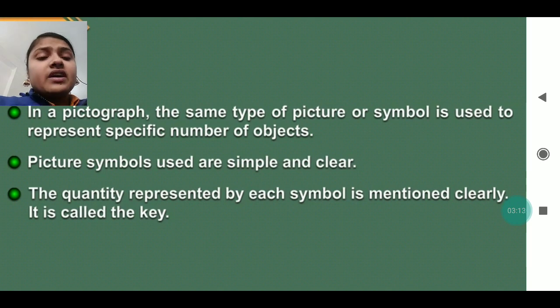The quantity represented by each symbol is mentioned clearly with the help of a key or scale. We can mention what one specific symbol, the picture which you are using, is representing and how much that one picture is representing. With the help of the key and the scale, we mention it so that others can see and observe what we have done exactly.